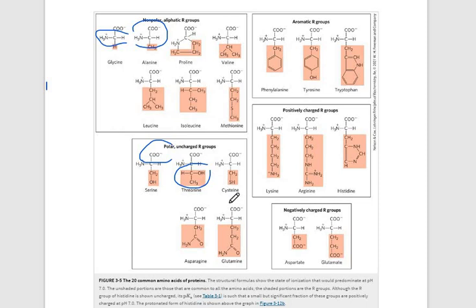Where is the histidine? Here is the histidine. Histidine has a positively charged R group, and the imidazole group of histidine is uncharged in its pKa, which we will discuss later, such that a small but significant fraction of these groups are positively charged at pH 7.0, and the protonated form of histidine is shown above in the graph, which we will discuss later.